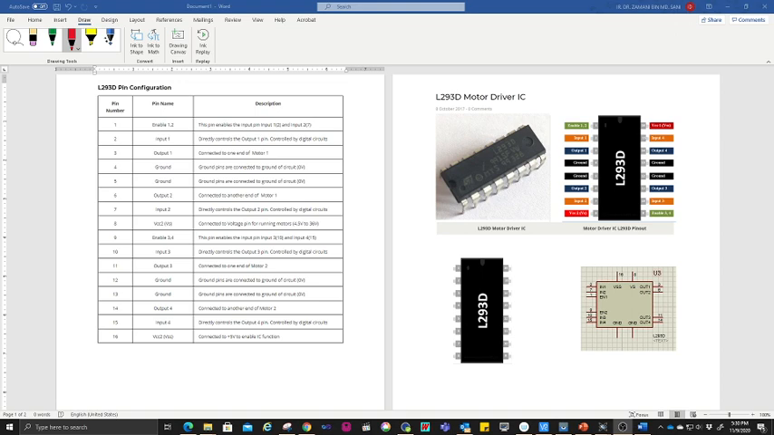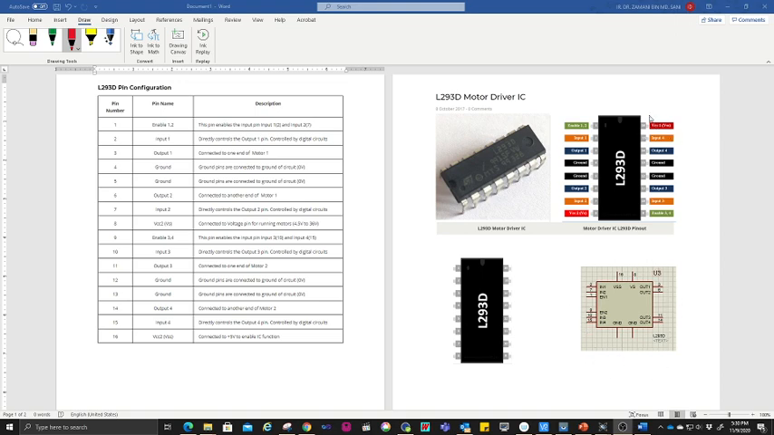So we are going to look back at the L293D, which is this driver. This is the driver that we are using to drive a motor. This is the physical, real-world one that you're going to see on the board, whereas in Proteus, this is the simulation diagram.